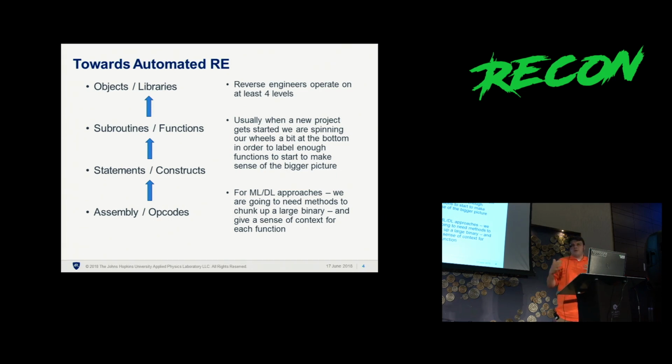We're kind of struggling, I think, in research right now to do meaningful machine learning and things like that on code for a number of different reasons. I think one of the reasons is we're not necessarily taking into account how reverse engineers work.